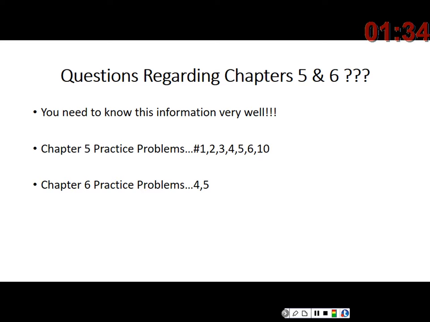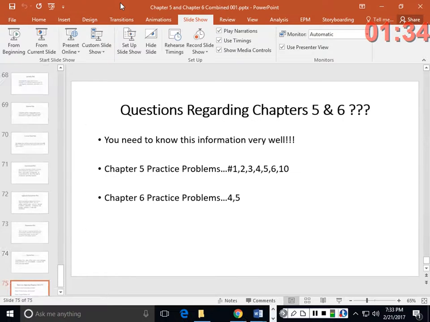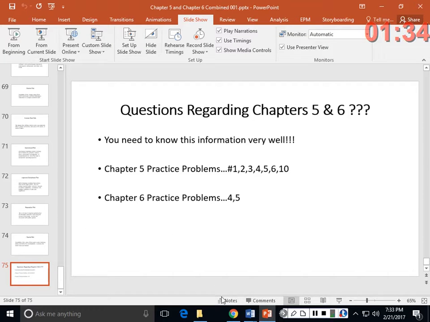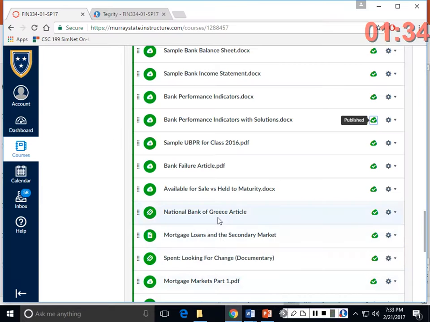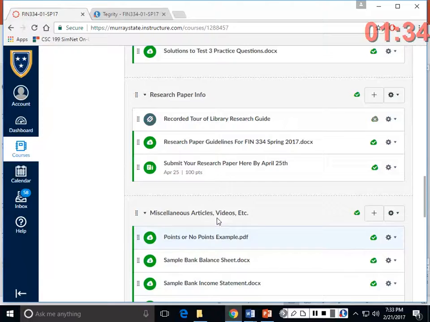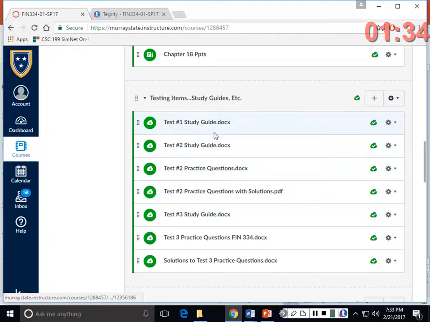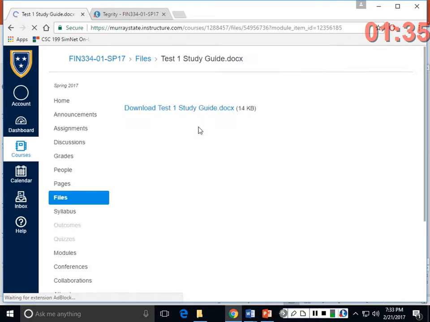All right, so that is all of chapter 5 and 6. You've got the practice problems from chapter 5 at the end of the chapter, chapter 6 practice problems, which I talked about last week also. And what I want to do now really quickly is take a look at the Test 1 study guide, which is here on Canvas.